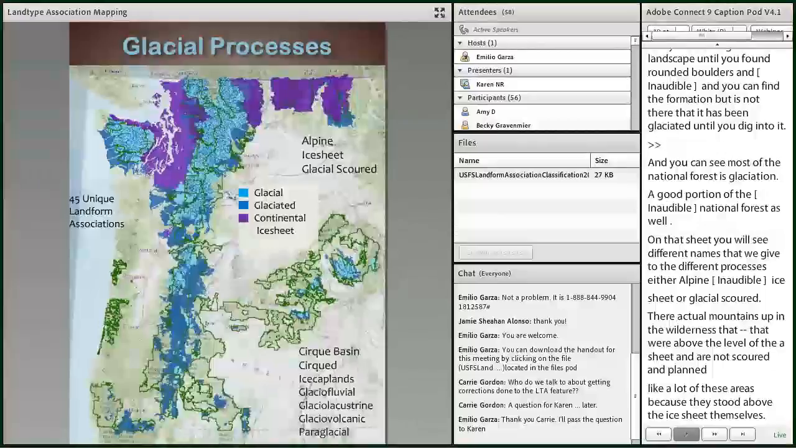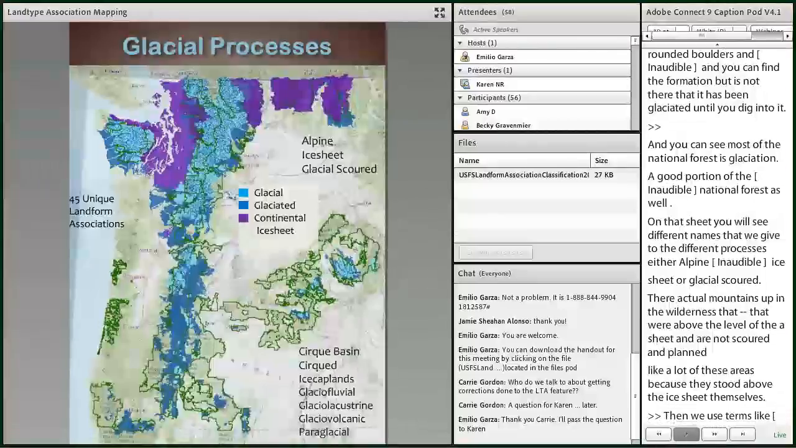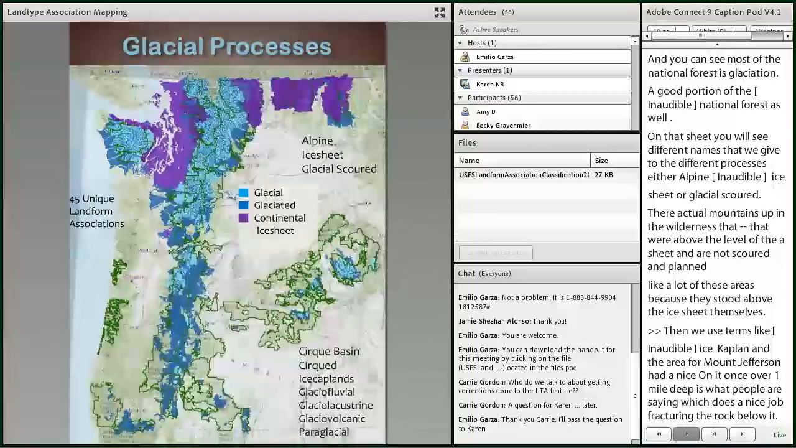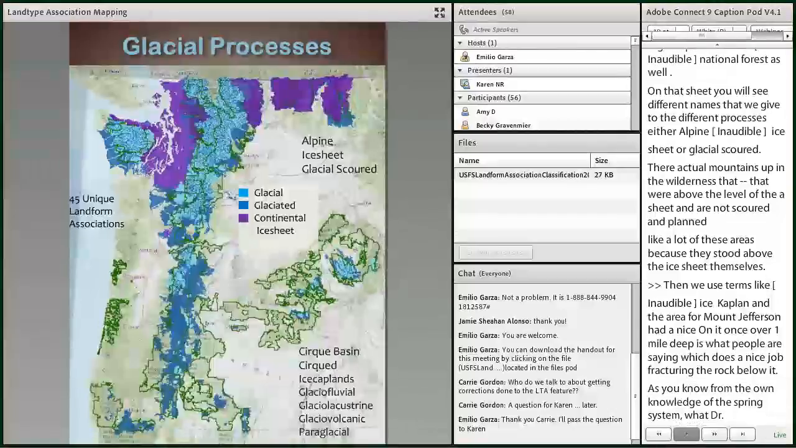The area from Mount Jefferson south had quite an ice cap on it at once, over a mile deep is what people are saying, which really does a nice job fracturing the bedrock below it. And so, as you know from our own knowledge of the spring systems, and what Dr. Grant has highlighted, that's really where a lot of our seasoned springs that come out in the Metolius Basin and the Mackenzie Basin are, because of that great fracturing of the landscape under this ice cap land.